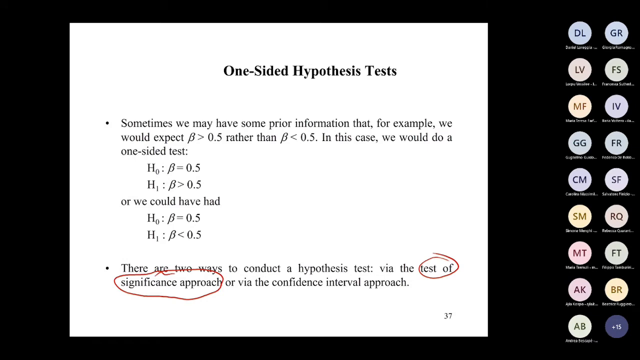Can somebody remind me, when we say test of significance approach, what do we mean? It's the t-statistic and p-value. Okay. And in the confidence interval approach, we construct a confidence interval.